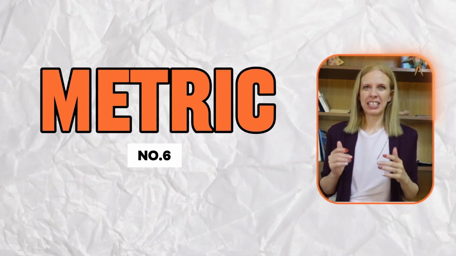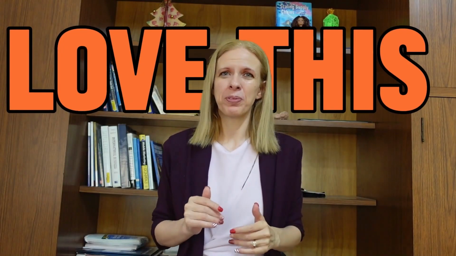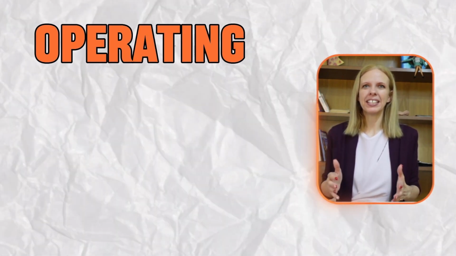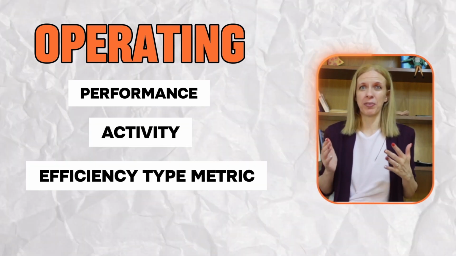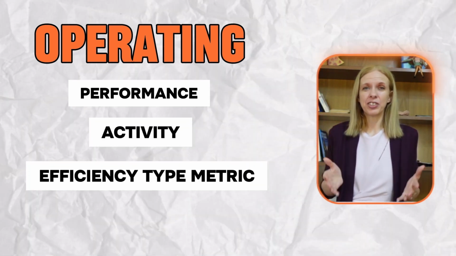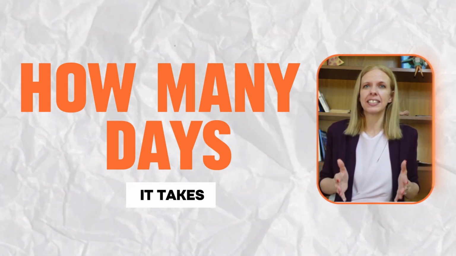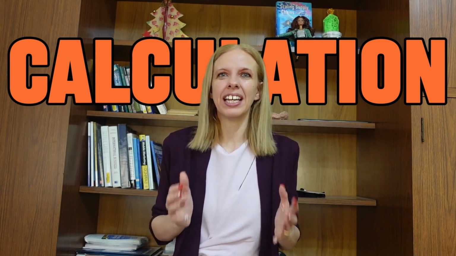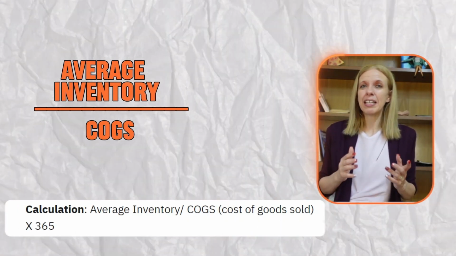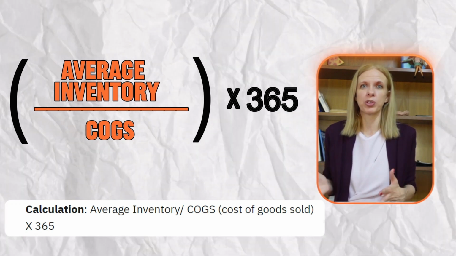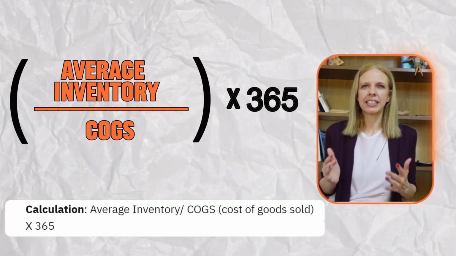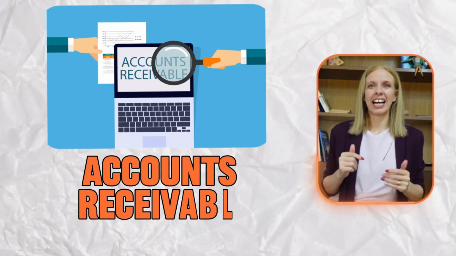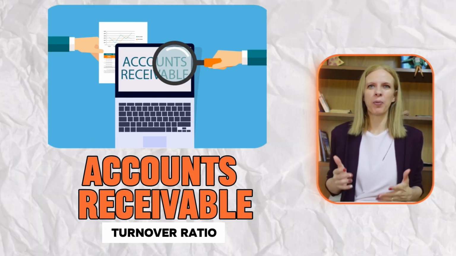Metric number 6. And you are gonna love this one too. Days sales in inventory. It is an operating performance, activity, or efficiency type metric, and it shows how many days it takes to turn inventory into sales. The calculation is average inventory divided by cost of goods sold, or COGS, times 365.